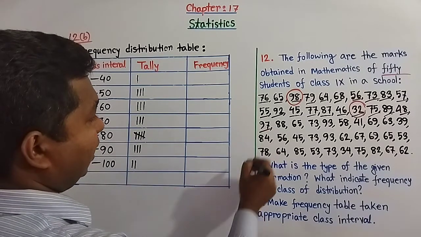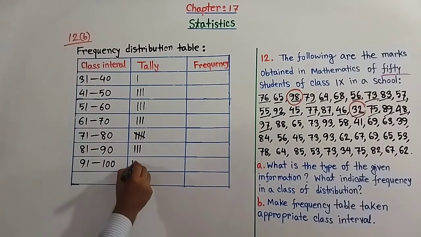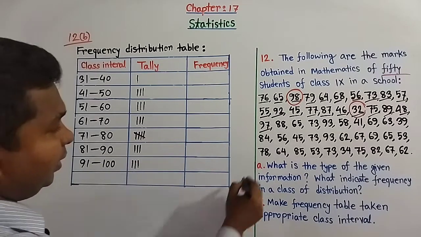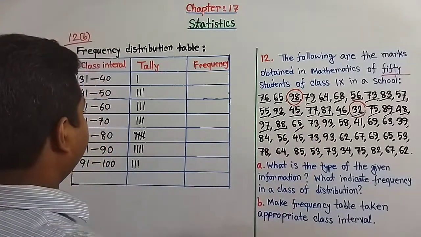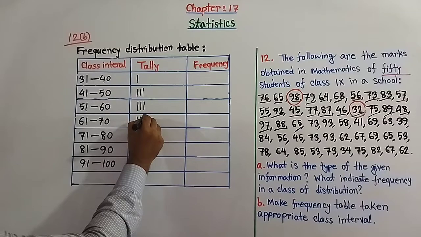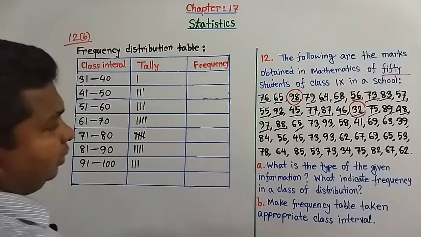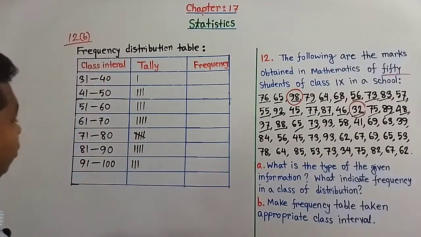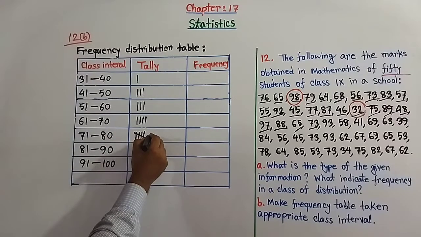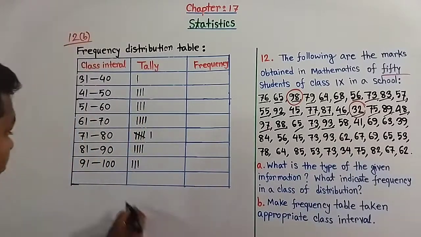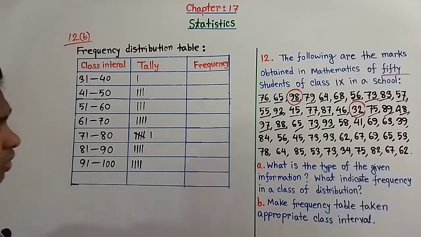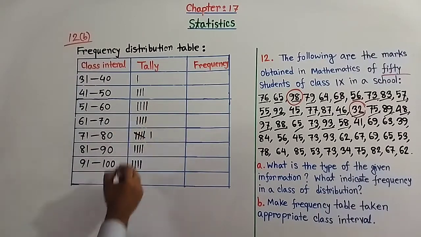Then 97. So for 97 it will be here. Then 88. So for 88 it will be here. Then 65. So for 65 we get this one. Then 73. So for 73 we will get here. Then 93. So this is our 93. Then 58. So for 58 this one.